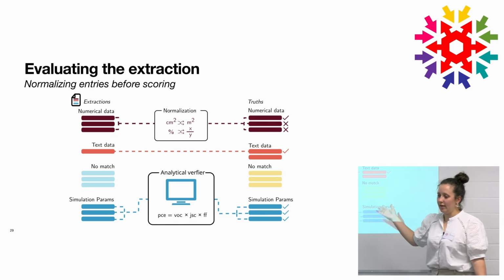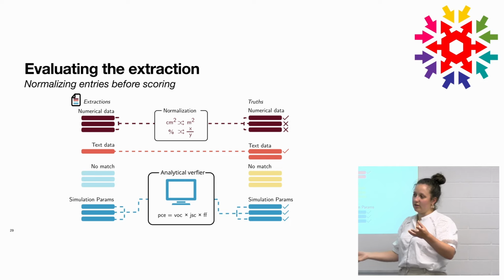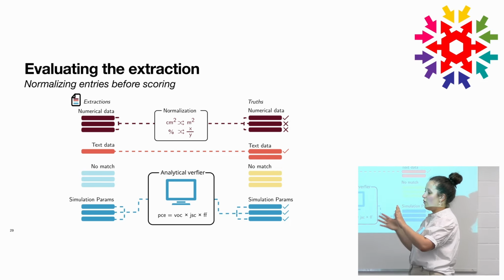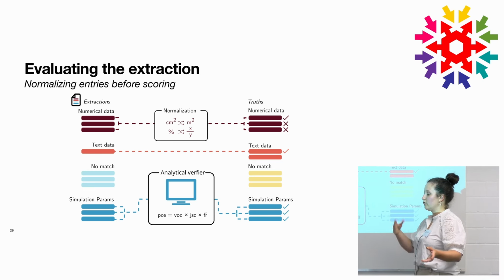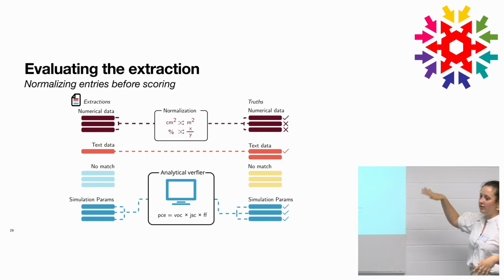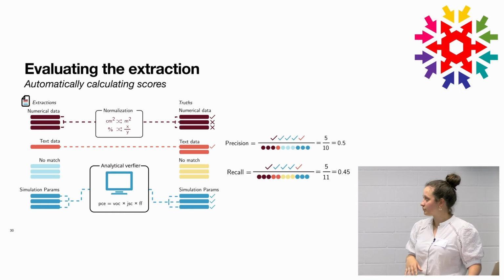Or do other things, like, for example, if you have chemicals, maybe the model also extracted the name slightly different. So if you would just compare the strings, it would not count as a match. But for chemicals, you can, for example, convert the chemical into SMILES and then compare the SMILES. So there are different things you can do here to make the comparison easier.